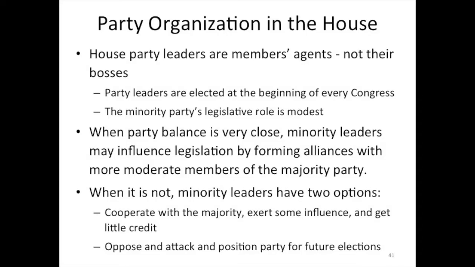Although, if the margin between the majority party and the minority party is close, the minority party might make a difference. When the party balance is really close, minority leaders can sometimes influence legislation by forming alliances with the moderate members of the opposite party, and then they can sway the vote. These party leaders, all of them, are elected at the beginning of every Congress, although you'll see that there's consistency among the party leadership. It behooves a party to keep the same leader in power consistently.